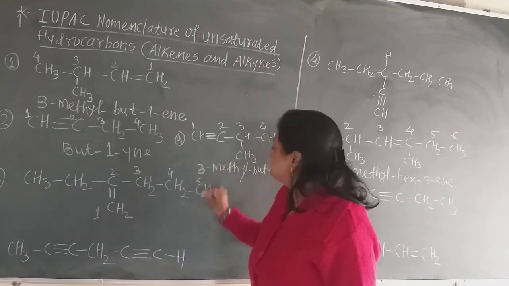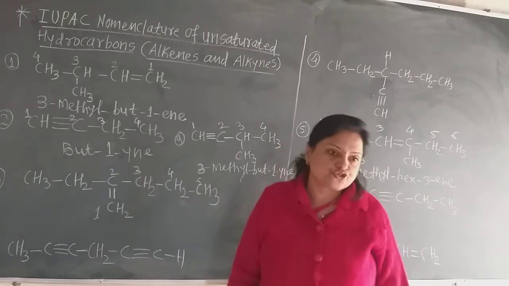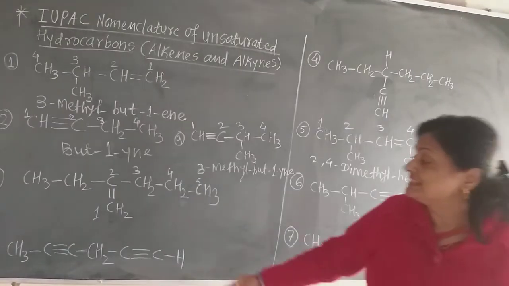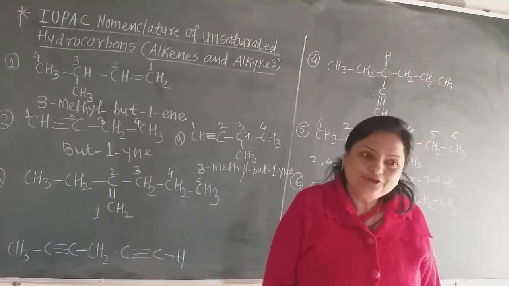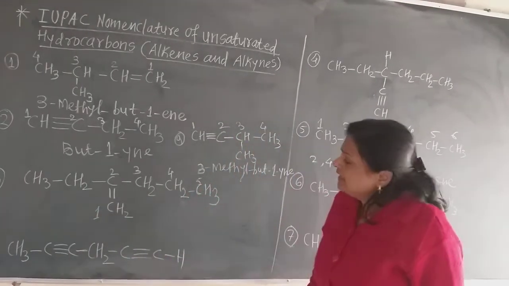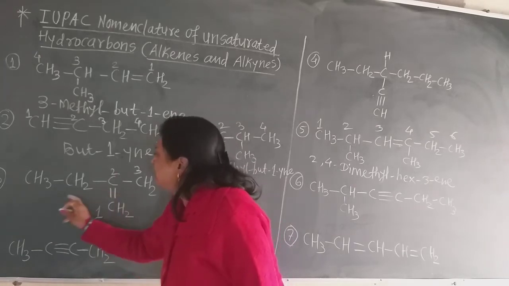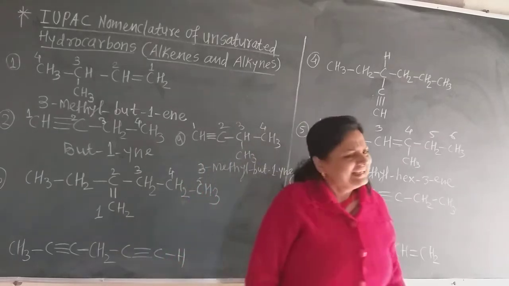I only change this structure by increasing one CH2 group. For your knowledge, always select the maximum number of carbon atom chain and not the minimum number of carbon atom chain. Now see here, this is the first carbon, and on the second carbon which group is this? CH3CH2 means ethyl group.